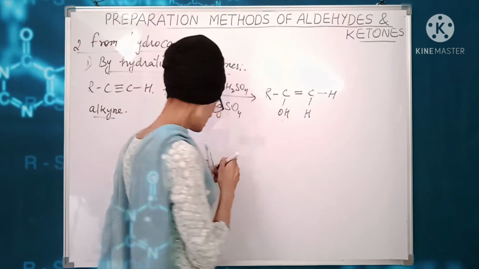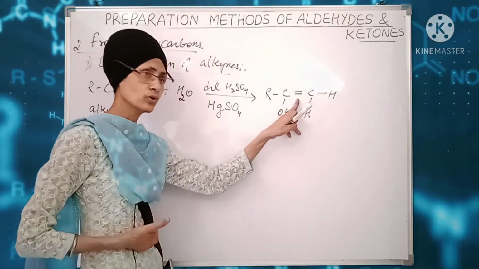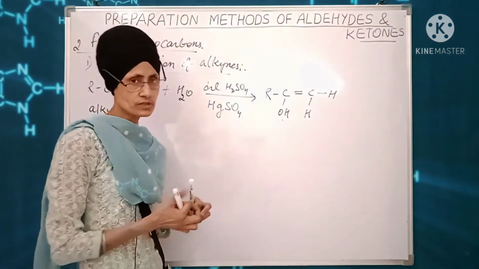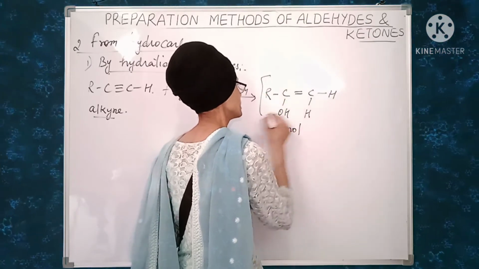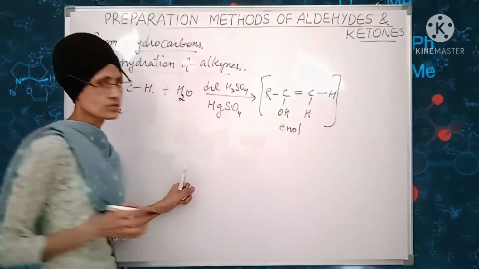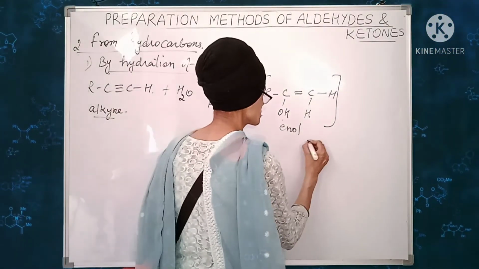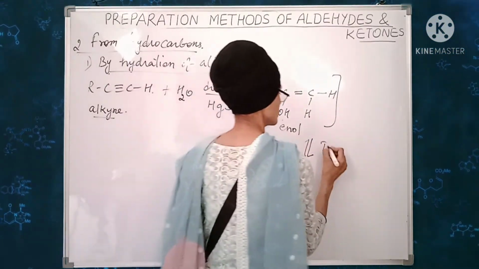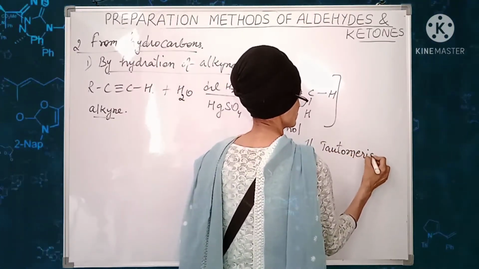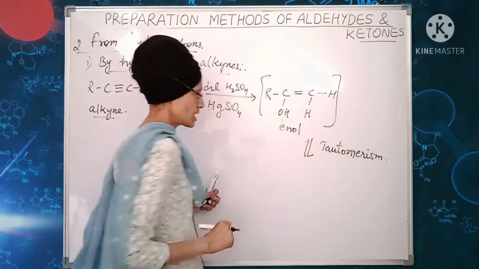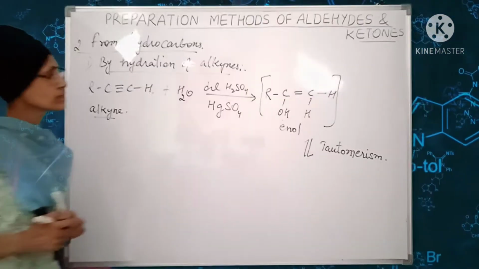Alcohols where the carbon bearing the alcoholic group is also doubly bonded to the neighboring carbon are called enols. So it is one of the enols. This intermediate is unstable, and it readily undergoes tautomerism. Tautomerism means the shift of a proton. There will be a proton shift and it will change into a ketone.